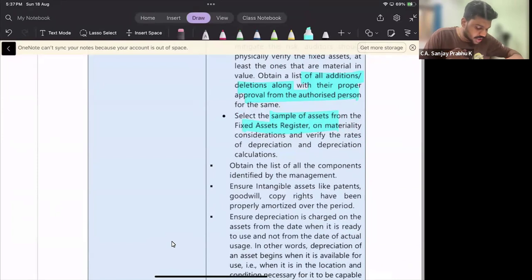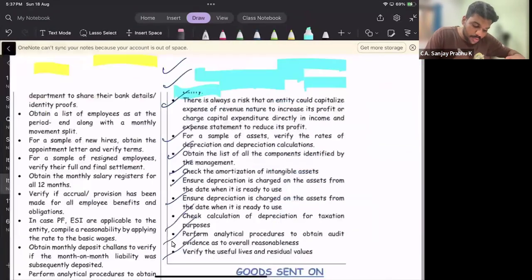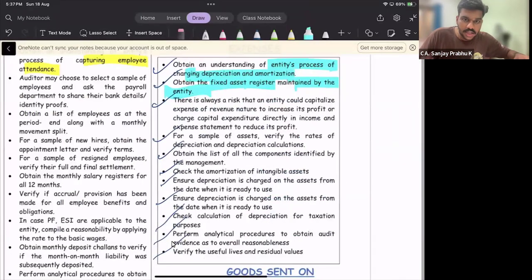I have said all these points earlier. So that is all about our second point. Then the entity could always capitalize expenditure of a revenue nature. We have already said this. Then, for a sample of assets, verify the rate of depreciation and the depreciation calculation. Even if it is not possible to go for 100% verification, as an auditor we can go for some sampling basis. We can verify the rate of depreciation chart, how much depreciation has been charged on each asset, and whether the rate of depreciation is correct and as per the accounting standard or Companies Act.